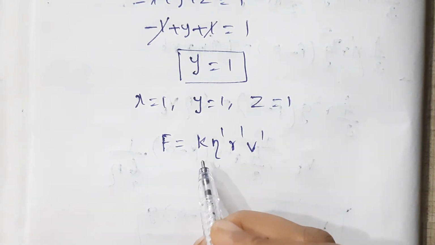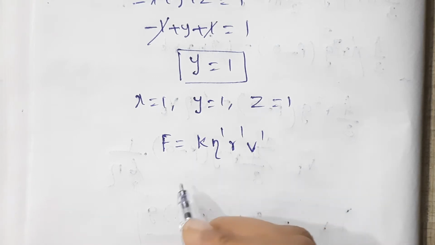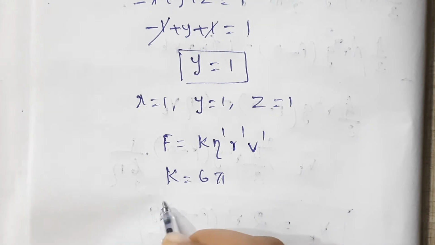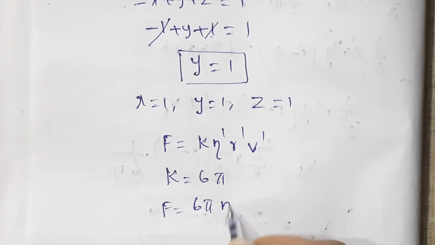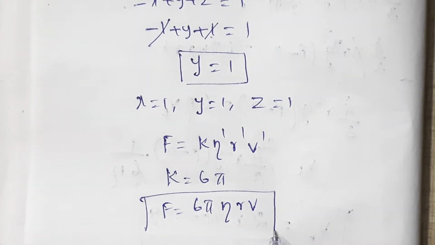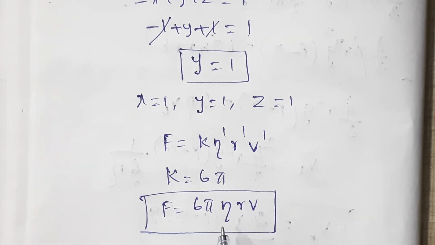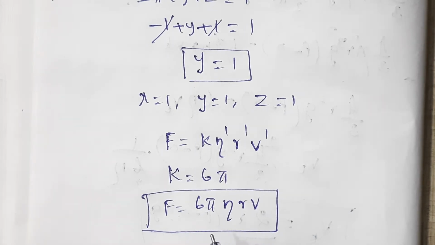The k value found by Stokes experimentally is k equal to 6 pi. So, F is equal to 6 pi eta rv. This relation is known as Stokes law. The Stokes law was also used in the previous terminal velocity explanation, isn't it? Stokes performed experiments by means of different spherical balls falling in different viscous liquids.